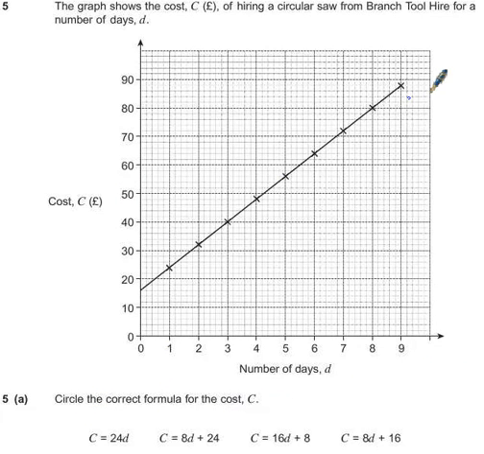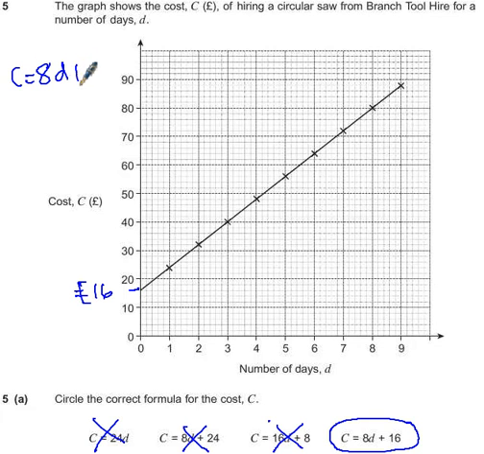Well, if we look at our line straight away, we can see that it cuts the vertical axis at £16. So there is an initial charge to pay for this circular saw of £16, which means that we can immediately get rid of this formula because we know that that doesn't have an initial charge. That will cut the axis at 0. This one will cut at £24, so that's not the right line. This one is £16 for every day plus £8 initial charge. We can get rid of that one, so straight away we can circle this one, and that means that the cost is equal to £8 for every day plus 16.